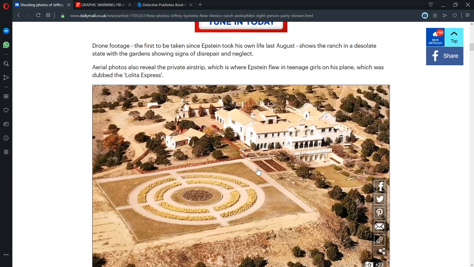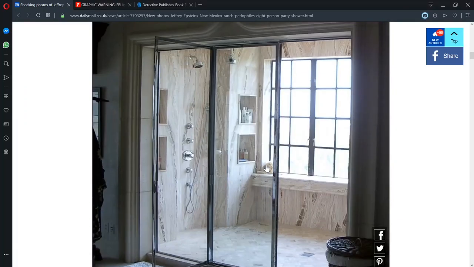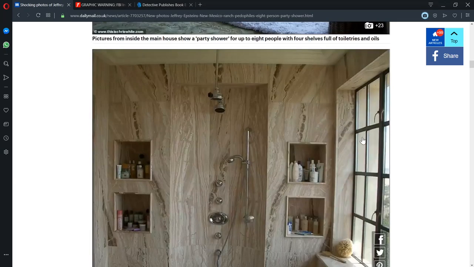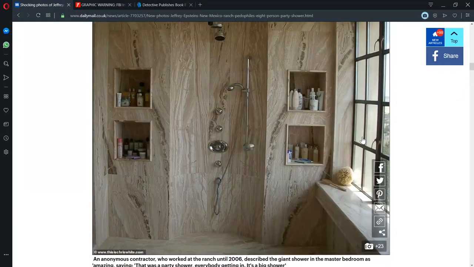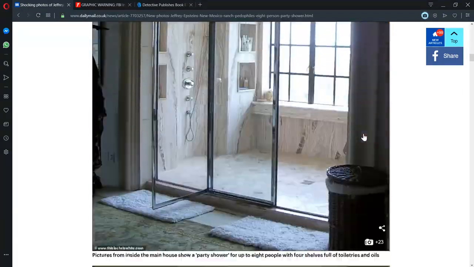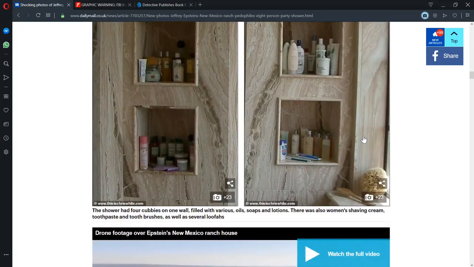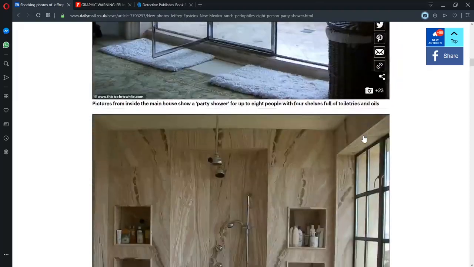I don't know exactly where these images came from. I don't think they were officially released, I'm not exactly sure, but this is apparently what they call a party shower in the house, which the contractor described as being for up to 8 people. I can see why he's saying that, but on the other hand, looking at it, it just looks like a shower to me in a big room, and if you're a billionaire, why wouldn't you have a big bathroom? But anyway, that's his description of it. I'm not going to argue that. Maybe that's exactly what it was used for.